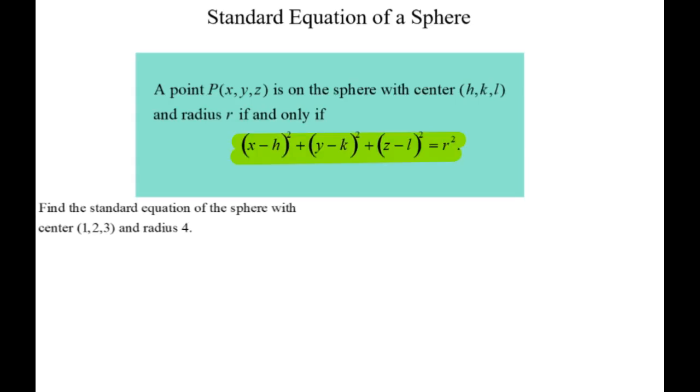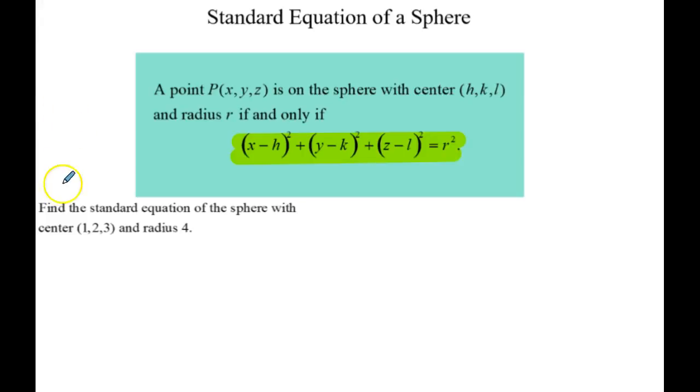The last thing we need to talk about in this lesson is the standard equation of a sphere. In 2 dimensions, we talked about the equation of a circle. Now that we're in 3 dimensions, we're going to be dealing with the equation of a sphere. So if we have the center of our sphere at the ordered triple (h, k, l) and we have the radius r, this is our basic equation: x minus h quantity squared plus y minus k quantity squared plus z minus l quantity squared is equal to r squared.